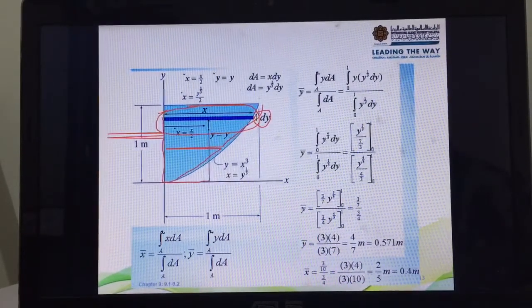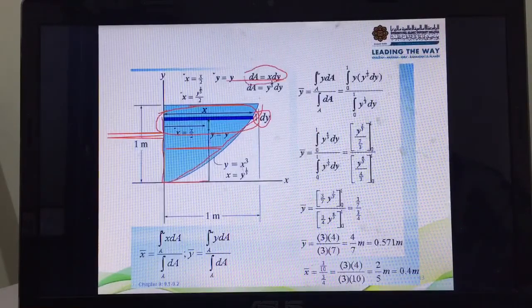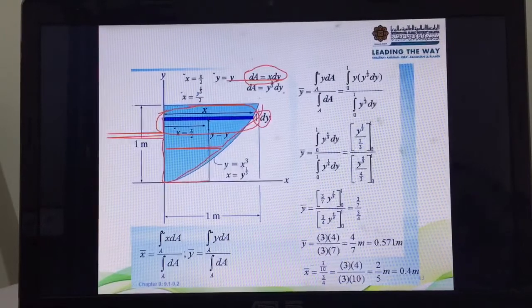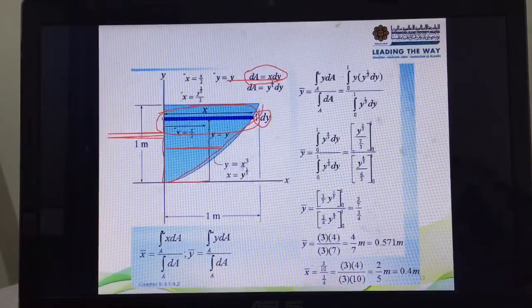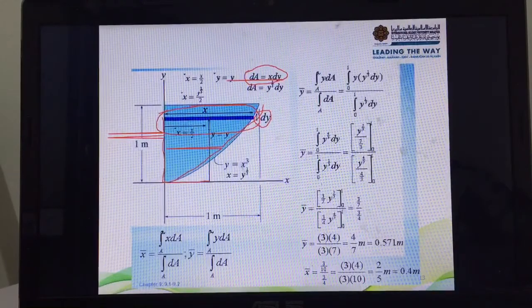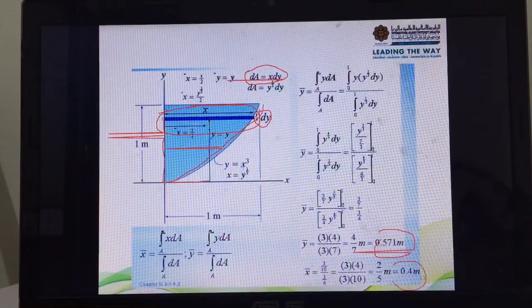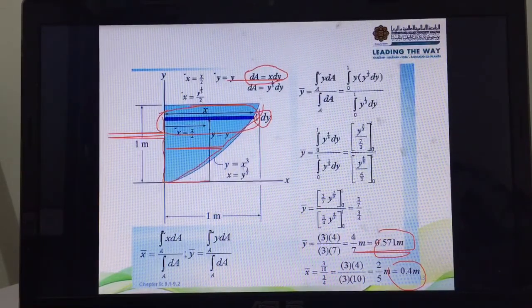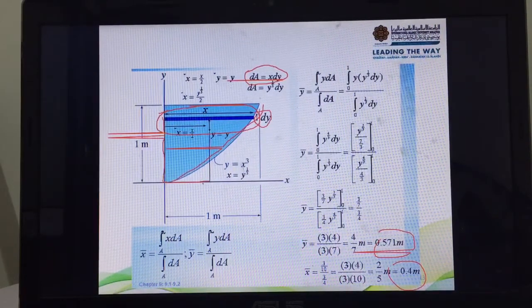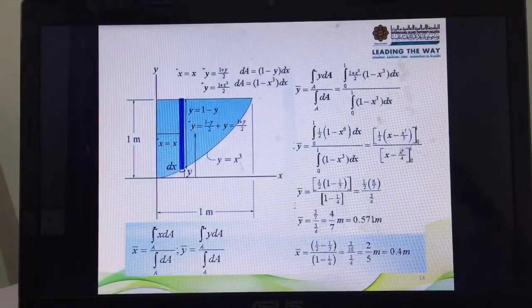So have you understood this? Then you express dA in terms of x dy, and then you put everything into the x bar and y bar formulas, and then you will get the answers. Okay, so x bar is 0.4 from the left, and y bar is somewhere around 0.57 from the bottom, right?